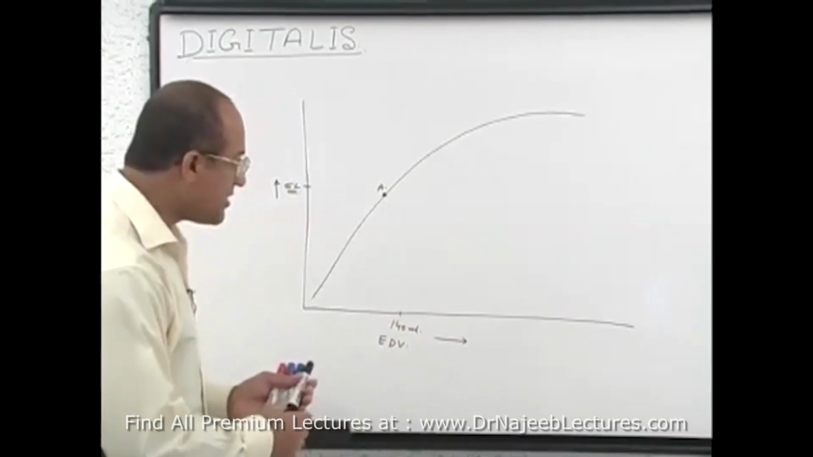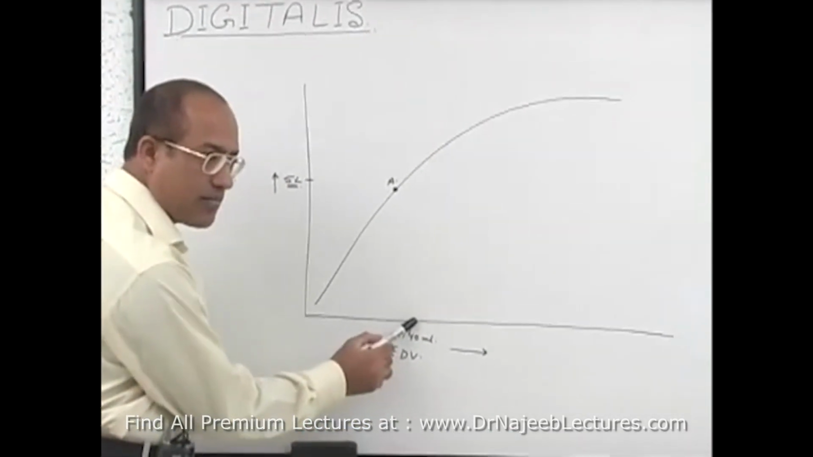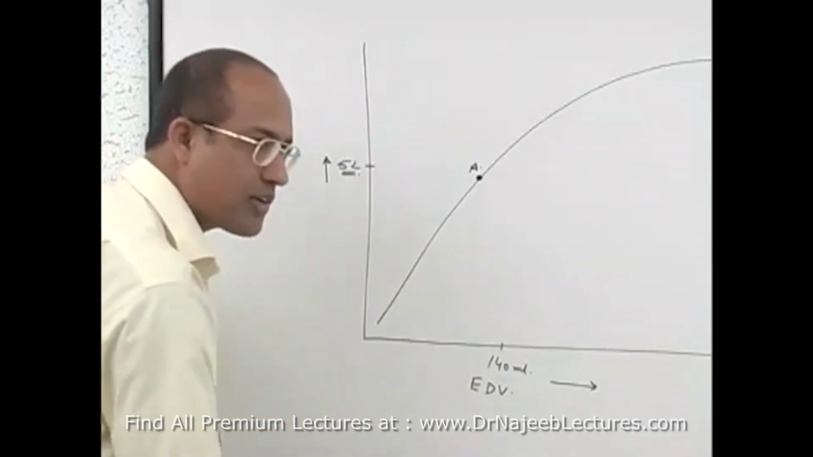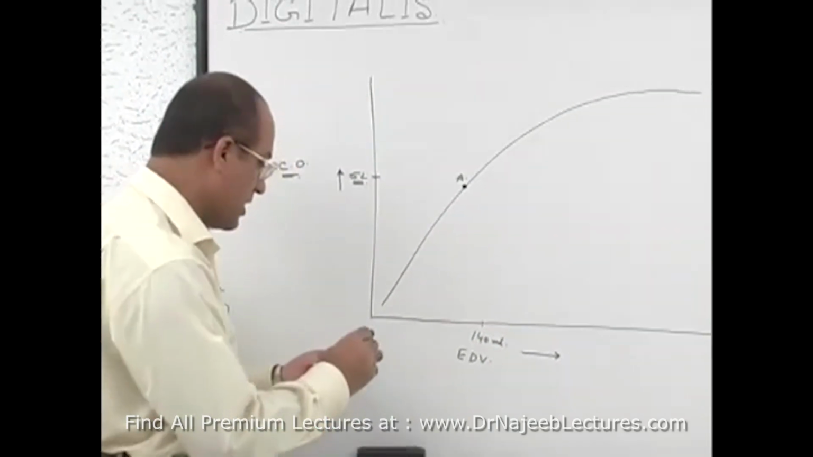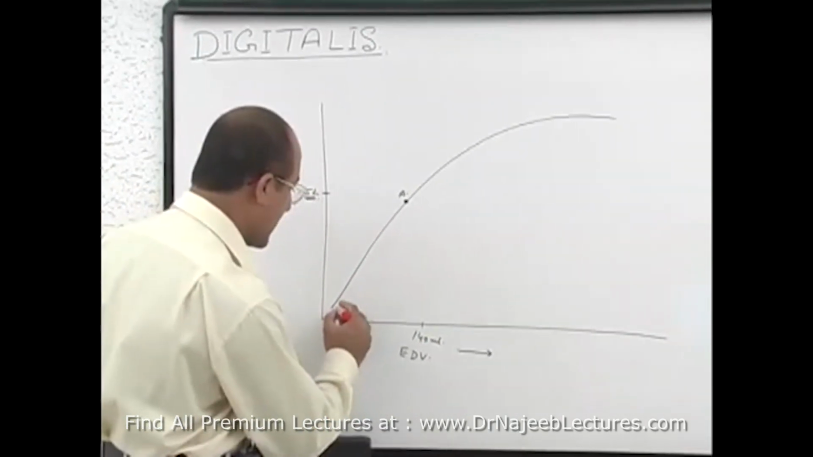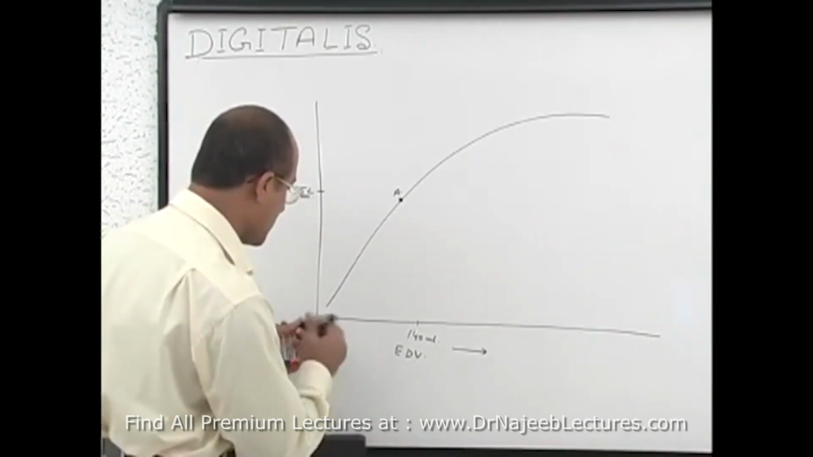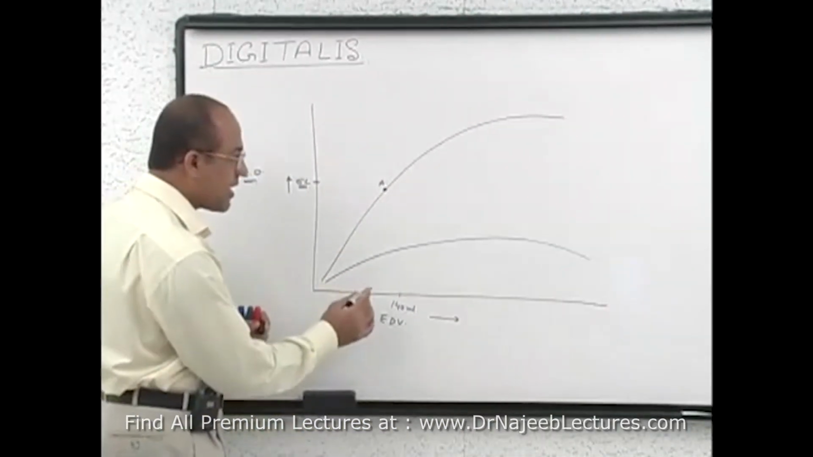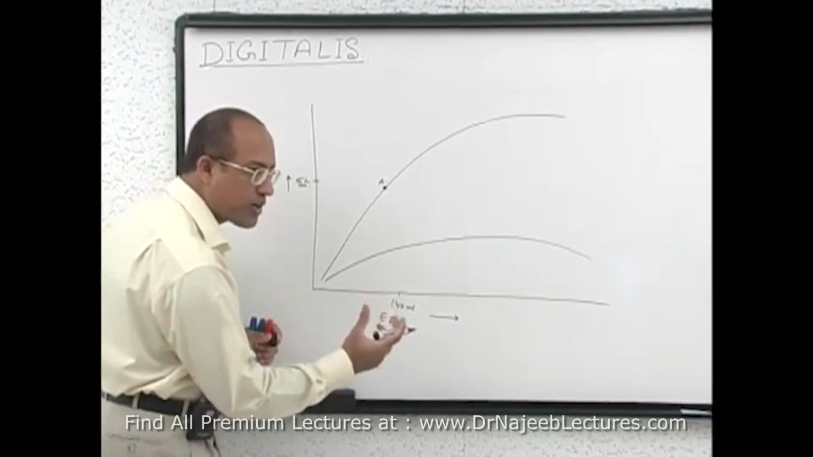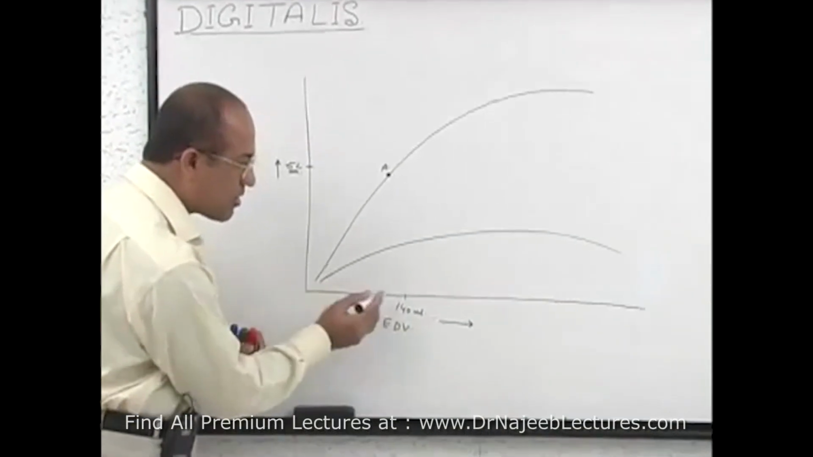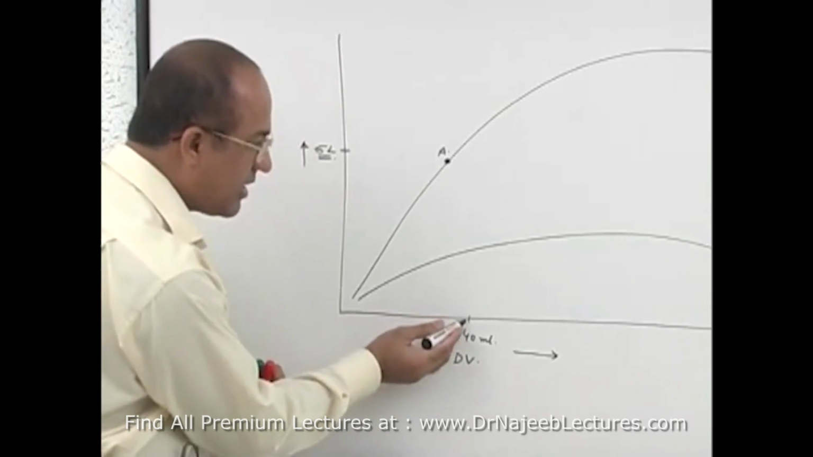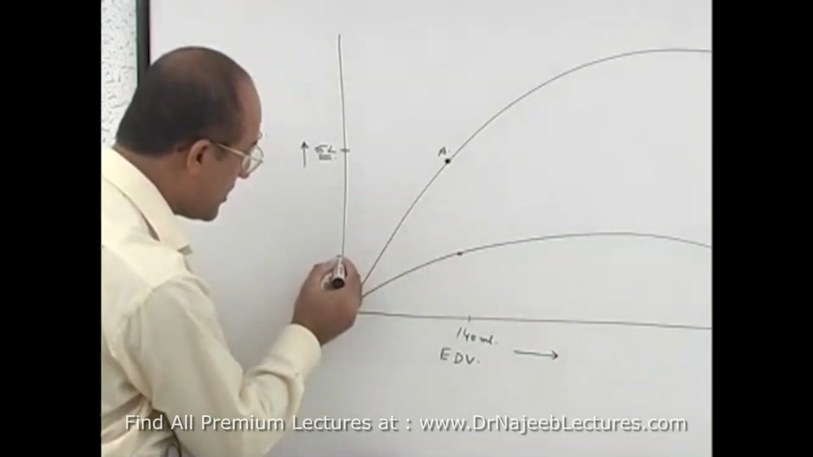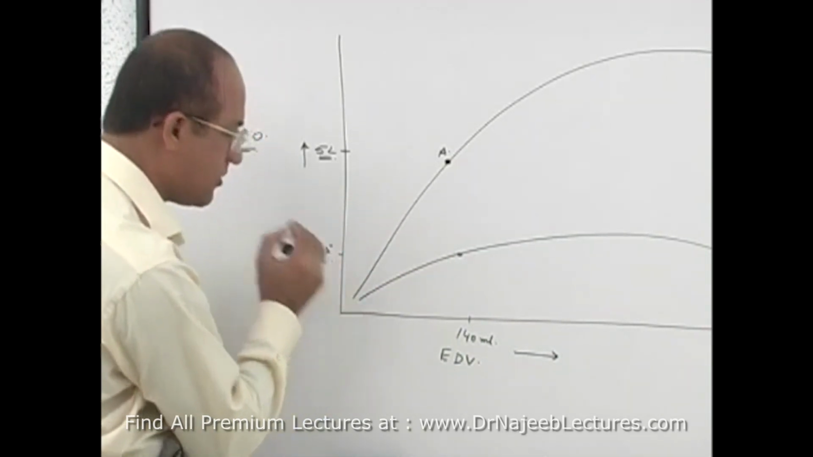It is decreased. It means for a given end diastolic volume, it will produce less cardiac output. Is that right? So should the curve go up or come down? It should come down. So what really happens in cardiac failure, we can say this curve should be depressed like this. And in a failing heart with poor contractility at an end diastolic volume of 140 ml, rather than producing 5 liters, it will produce maybe only 2 liters, suppose 2.5 liters.